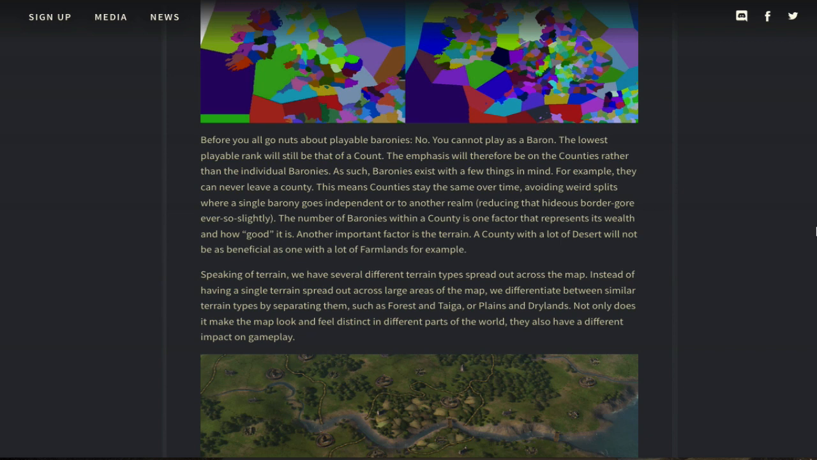However, playable baronies, it would have been interesting. I'm sure perhaps it's a potential mod now that it's on the map, but we'll have to see. And as for not having to take over single baronies in war anymore, that's great. It was, however, interesting when you get a Holy Order creator random cast on your land, but we'll see how they handle that. Speaking of terrain, we have several different terrain types spread out across the map.